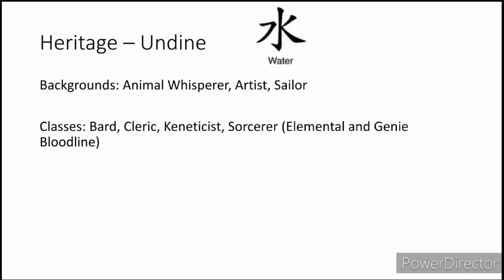For characters, you might want to choose the Animal Whisperer, Artist, or Sailor backgrounds. As far as classes go, the most common of the Undyne are going to be Bards, Clerics, Kineticists, or Sorcerers of the Elemental or Genie bloodlines. Again, I think that would be classified for any of these Geniekin, as they are Geniekin. So having that for any of them would make the most sense. I probably should have just put them in there, but it was mentioned here, not there.